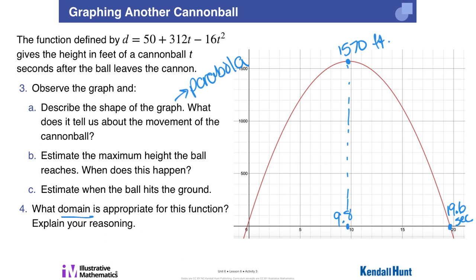Last one, what domain is appropriate for this function? Domain is referring to all of your possible x values. So I can see on my graph that it makes sense to go from 0 to about that 19.6 seconds. Remember, because our x-axis is representing time in seconds. When they say appropriate, that means what makes sense in this problem. It doesn't make sense to go into the negatives with our x values because that would be negative time. We're not going to go back in time. And it doesn't make sense to go beyond 19.6 seconds because when the cannonball hits the ground, it's not going to be going into negative y values.